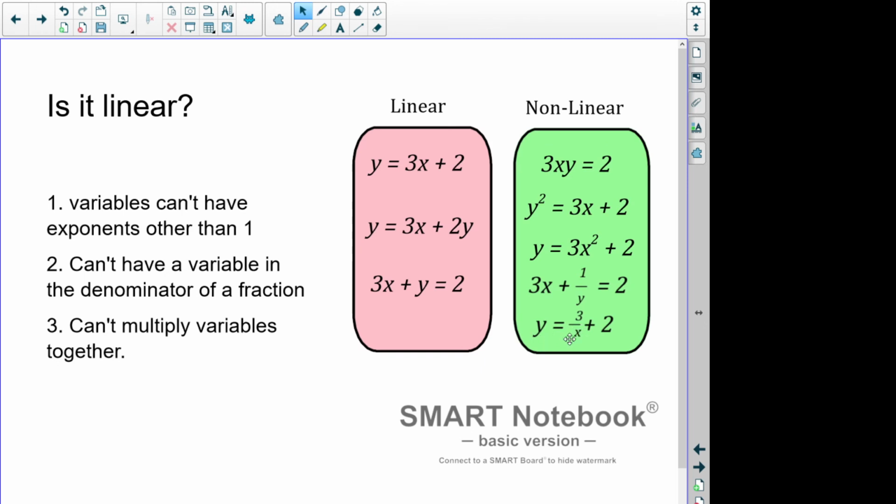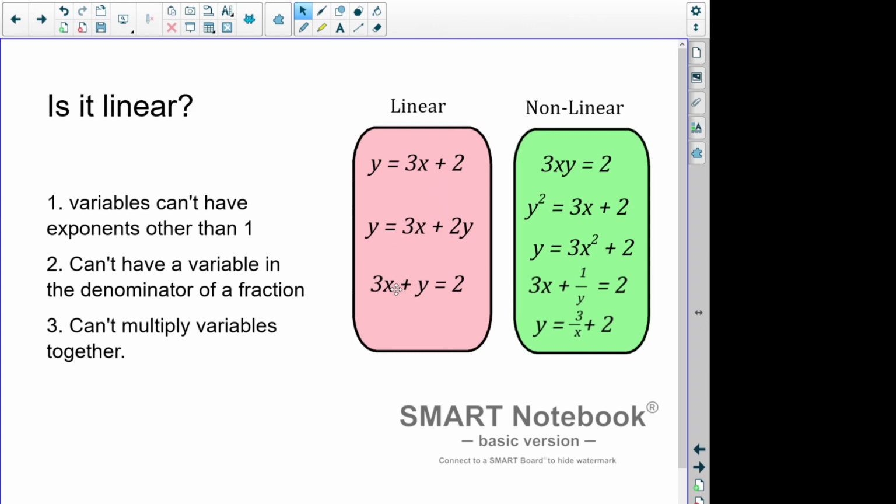And here I have an x in the denominator of a fraction. That's not going to be linear. So if it meets all these criteria, if it has just the variables raised to the first power, have an exponent of 1, and we don't have any variables in the denominator of a fraction, and we don't multiply any variables together, then we would say that's linear.